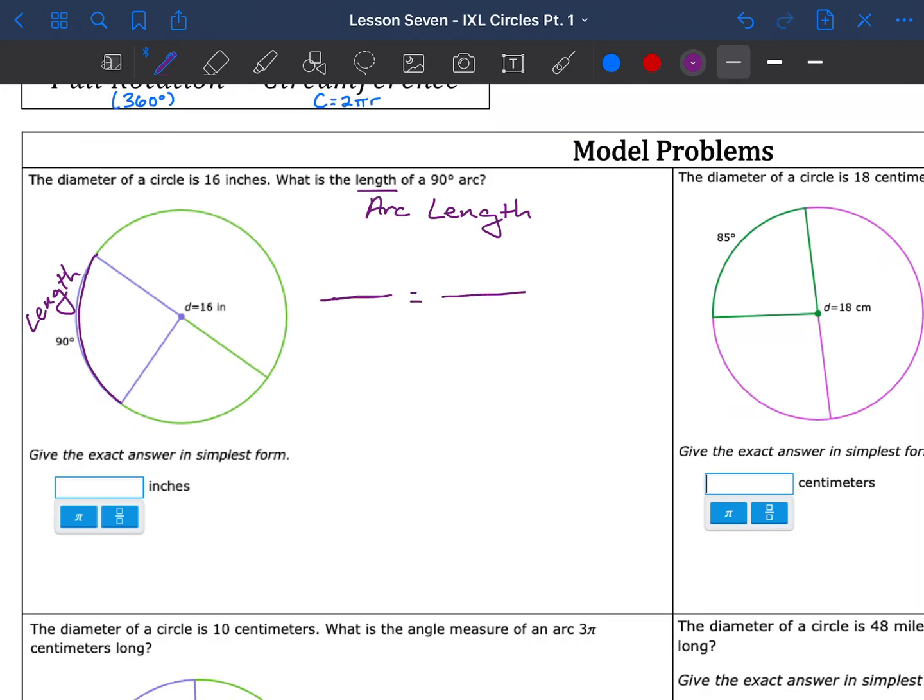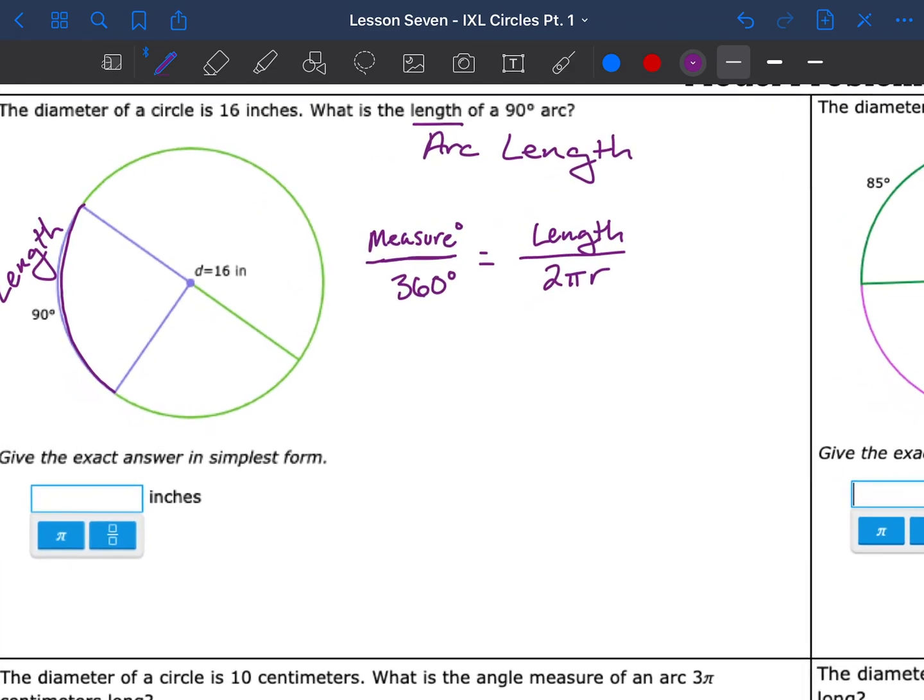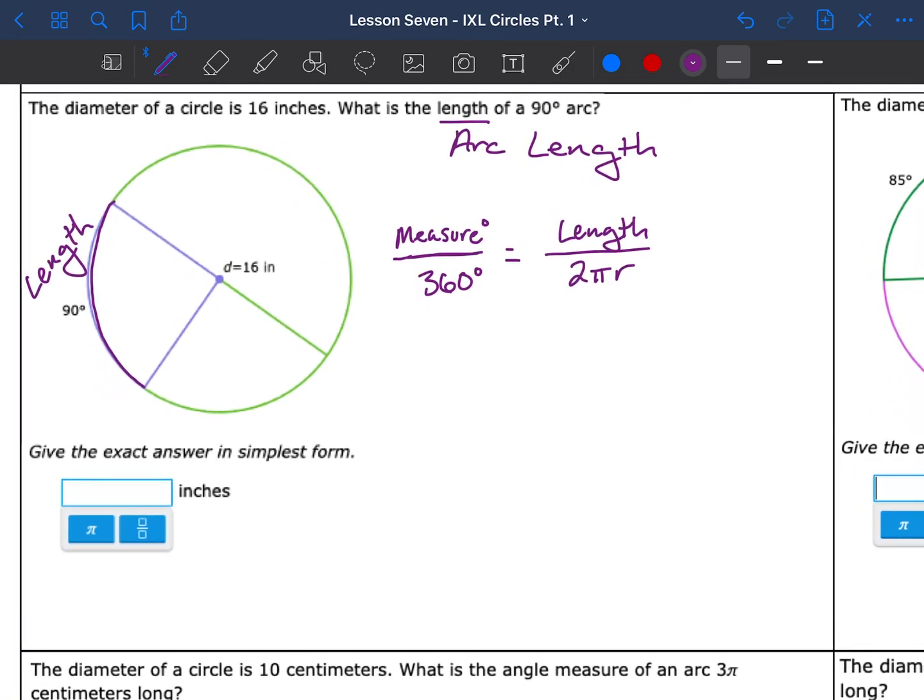It goes like this. This is the arc measure, which I'm going to put as measure with a degree sign over 360 equals the arc length over 2 pi r. So let's fill in what I know. I know that the arc measure is 90 degrees. That's the measure of the arc. So it's going to be 90 degrees over, I know it's 360 for the total.